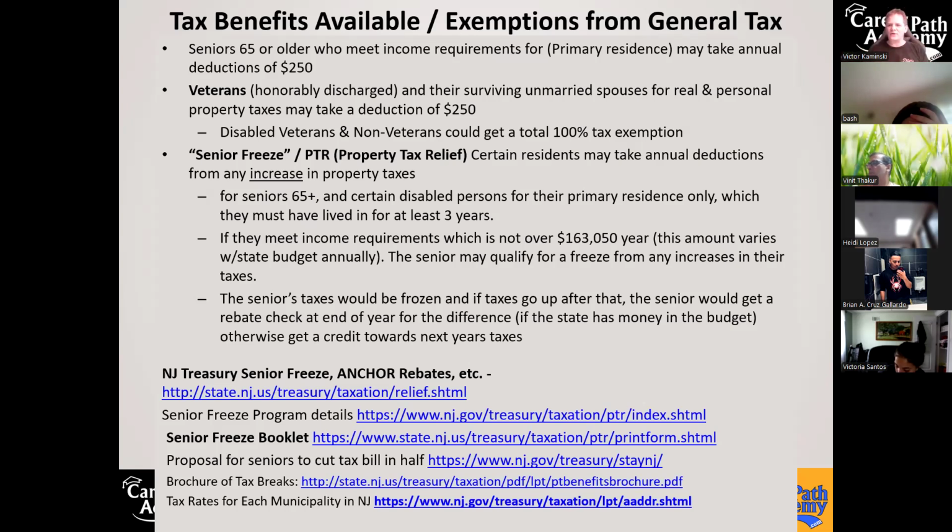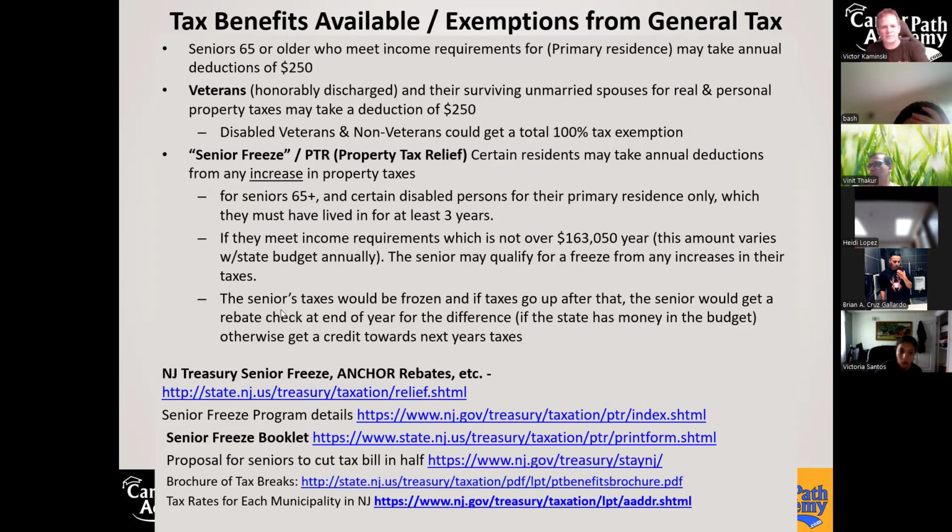They got to apply for it like this every year, though. They got to fill out the form because the state doesn't want to keep giving tax breaks if that senior did pass away, you know. So the seniors' taxes would be frozen. This is how the senior freeze program works again. The seniors' taxes are frozen at a certain amount. And if the taxes go up after that, the senior still has to pay those higher taxes. But then they would get a rebate for the difference at the end of the year.